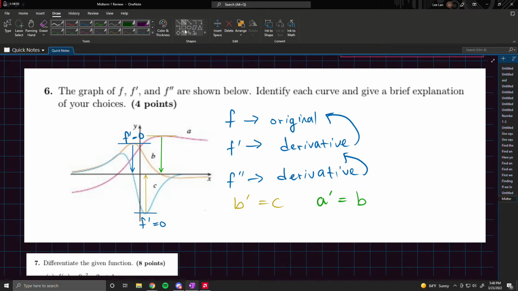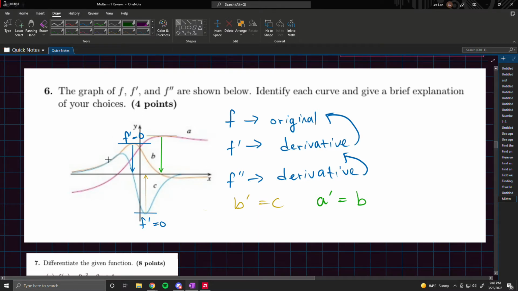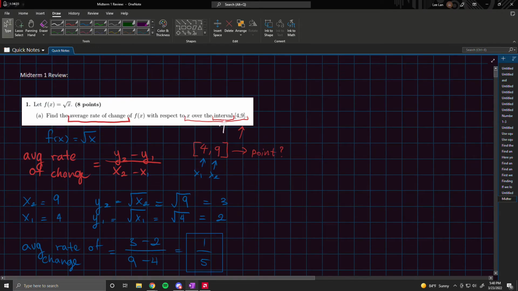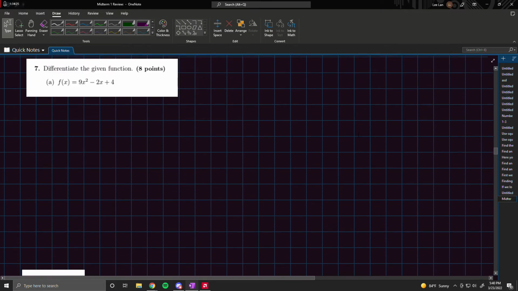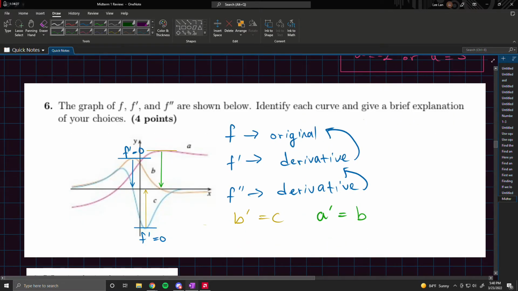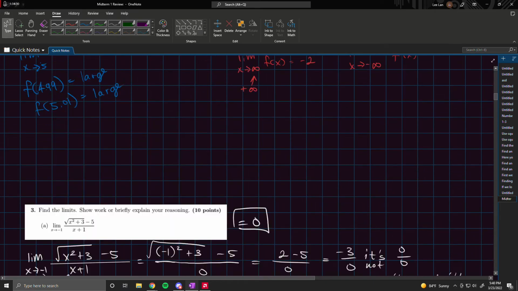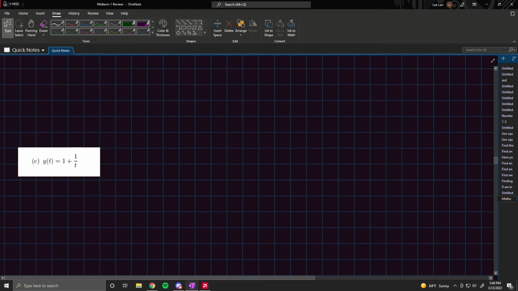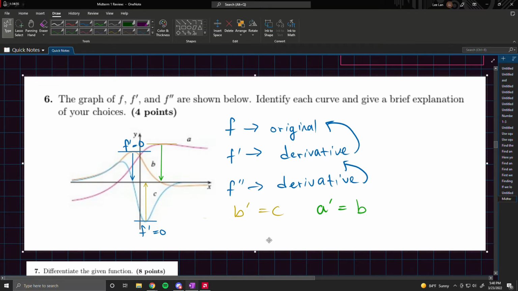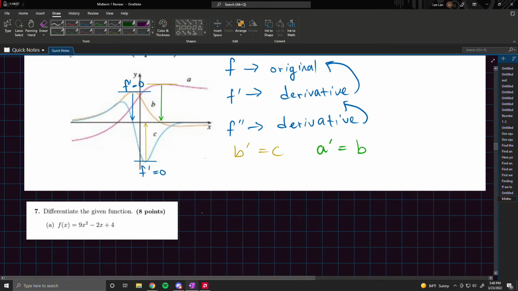So let's try to organize these little statements we have into something that makes a little bit more sense in the context of this question. Okay, there we go. I'll just write it down here. So B prime equals C, and A prime equals B.